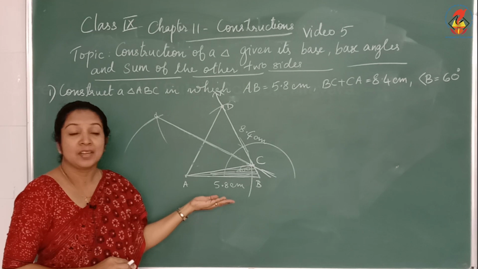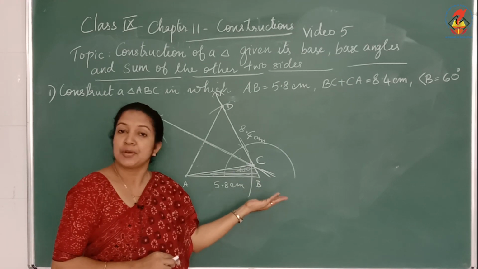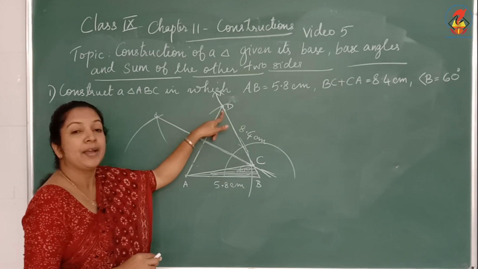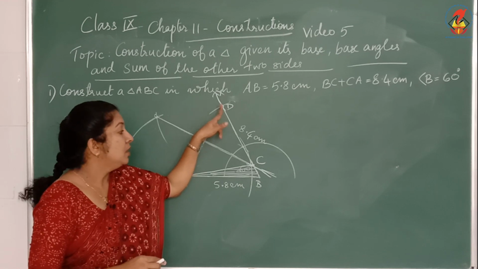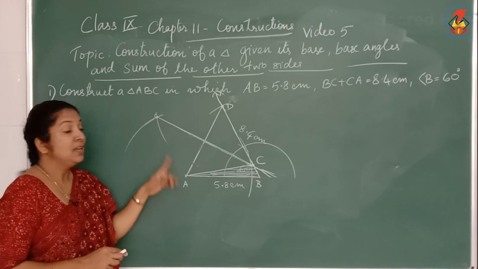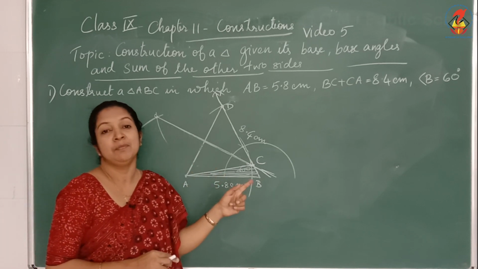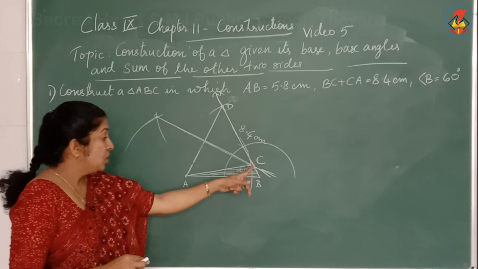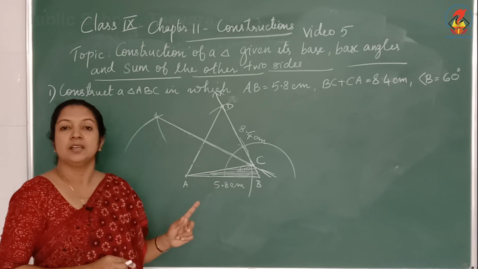We have drawn a line segment AB of 5.8 centimeter, then 60 degree construction at B, and we have drawn the ray BX. Then we have marked the point D, 8.4 centimeter, that is the sum of the other two sides, 8.4 centimeter away from B. Then we have joined A and D. Then we have drawn the perpendicular bisector of AD. The point where this perpendicular bisector touches BD is C, and we have joined A and C. So triangle ABC is a required triangle.